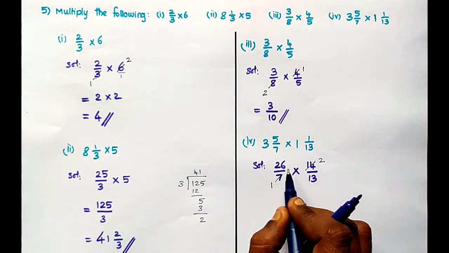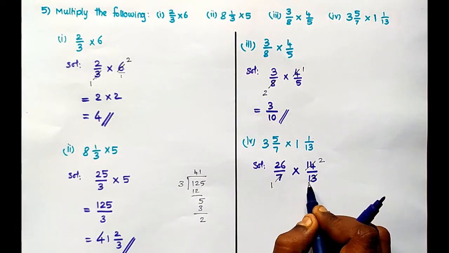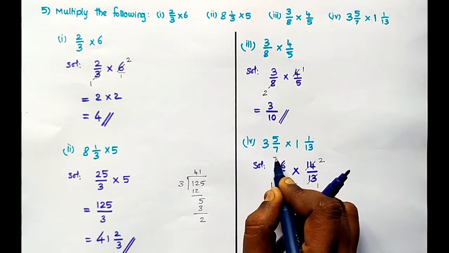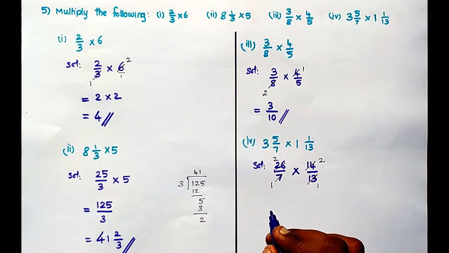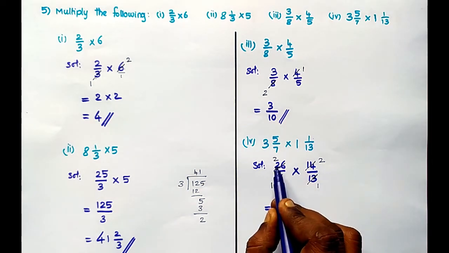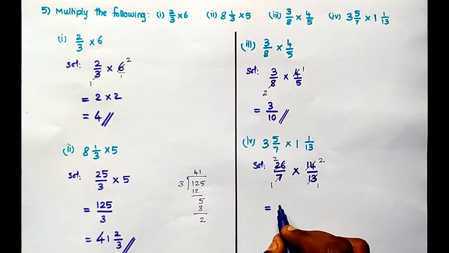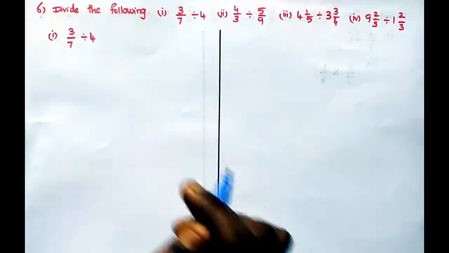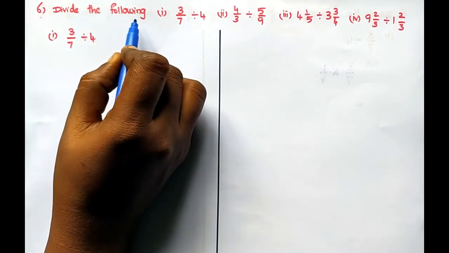Here also 13 and 26 is possible by the 13th table. 1 13 is 13, 2 13s are 26. So remaining numbers 2 by 1 into 2 by 1. Multiply the numerator with numerator, means 2 into 2 is 4, by 1 into 1 is 1. So 4 is the answer here. Sixth sum, divide the following.